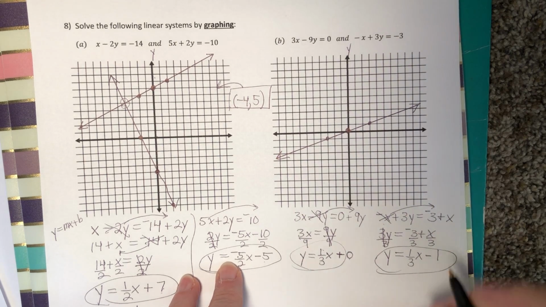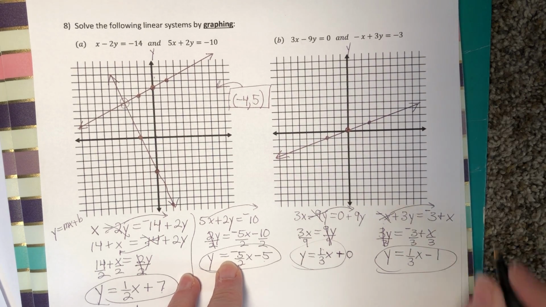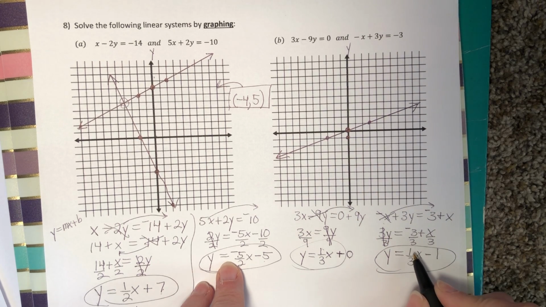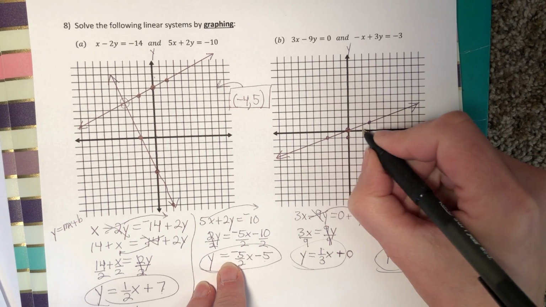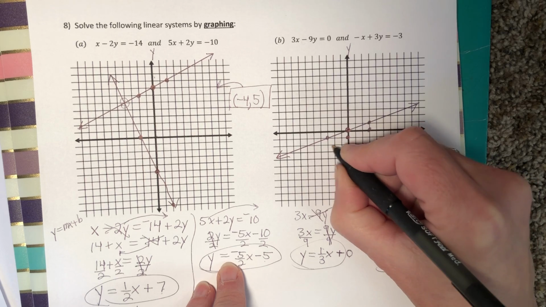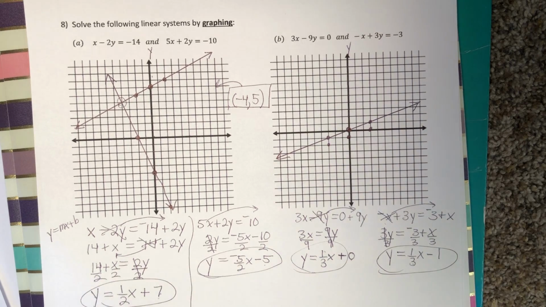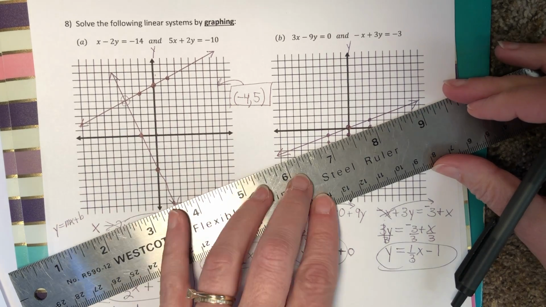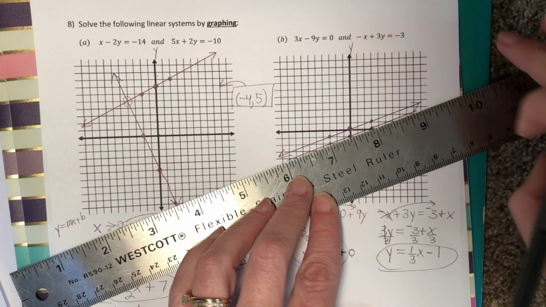And then negative 1 is the intercept for the second line. So negative 1 on the y-axis. It's also rise 1, run 3. Rise 1, run 3. Down 1, left 3. They're very close together. That's kind of annoying.